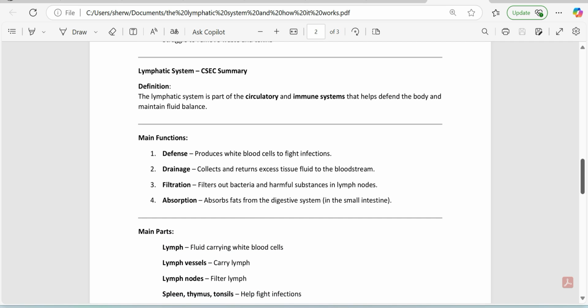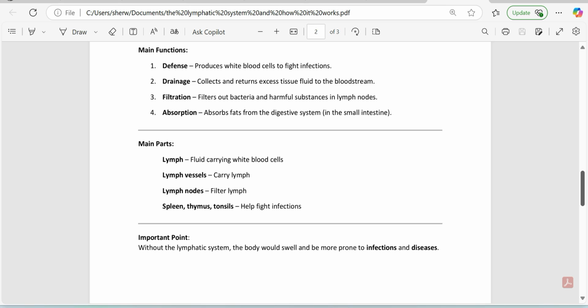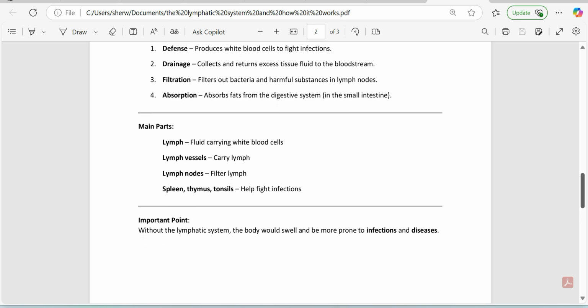Lymphatic system, CXC summary. Definition. The lymphatic system is part of the circulatory and immune systems that helps defend the body and maintain fluid balance. Main functions. 1. Defense, produces white blood cells to fight infections. 2. Drainage, collects and returns excess tissue fluid to the bloodstream. 3. Filtration, filters out bacteria and harmful substances in lymph nodes. 4. Absorption, absorbs fats from the digestive system in the small intestine.